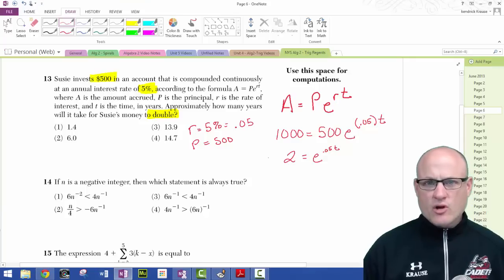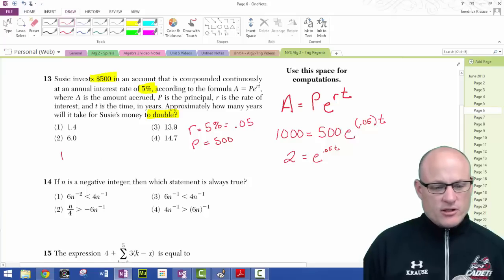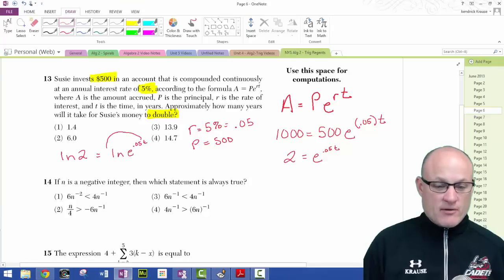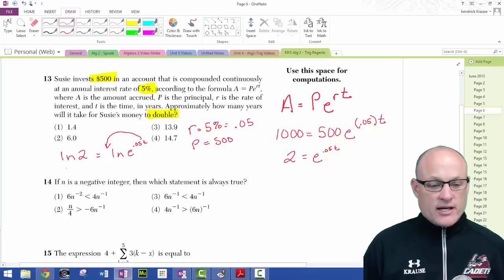I'm going to use logarithms. If I take the natural log of both sides, so I get the natural log of 2, because the natural log and e are inverse functions, I get the natural log of e to the 0.05t. If you remember, when you do logs, these come out front. So I get natural log of 2 equals 0.05 times t. The natural log of e.